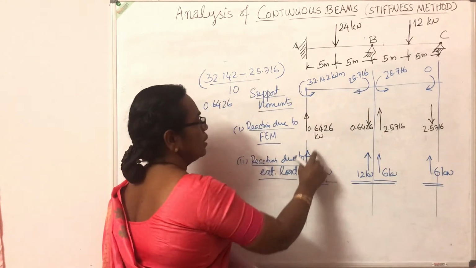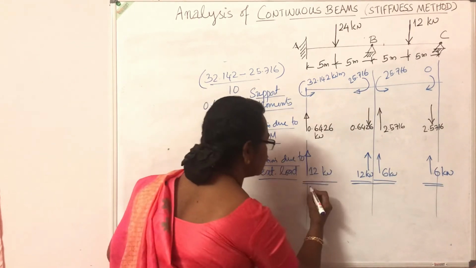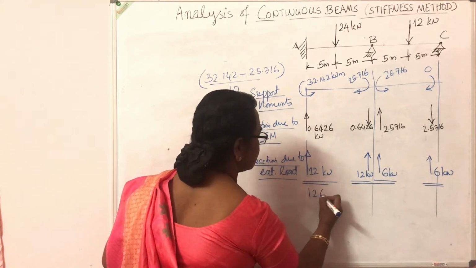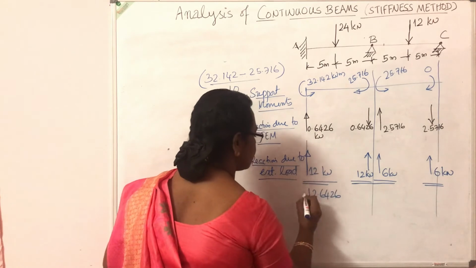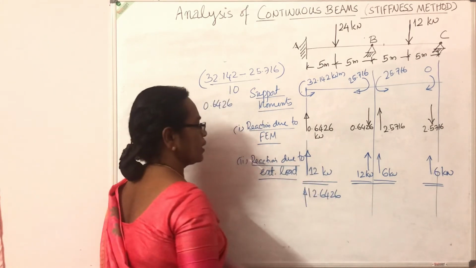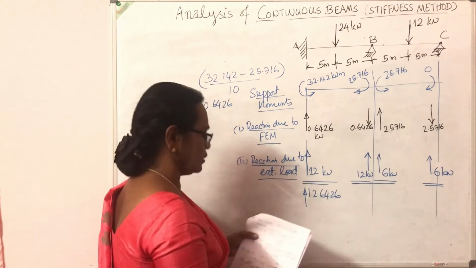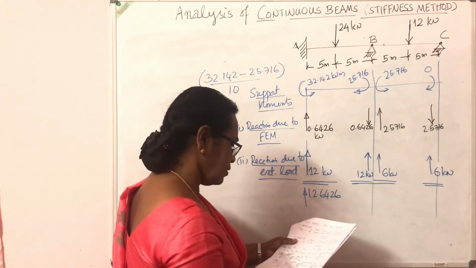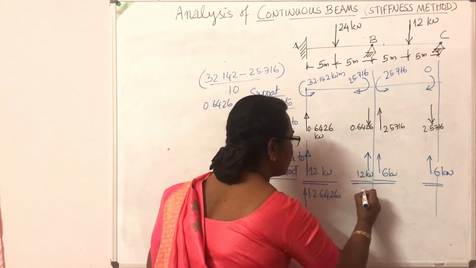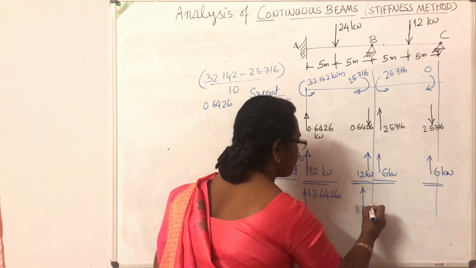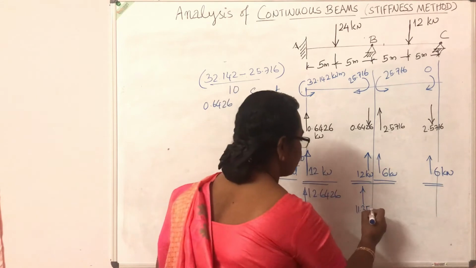Here it is 12.6426. So together it is 12.6426 acting in the upward direction. Here 12 is acting upward, 0.64 acting downwards. So it is 12 minus 0.64, 11.3574.